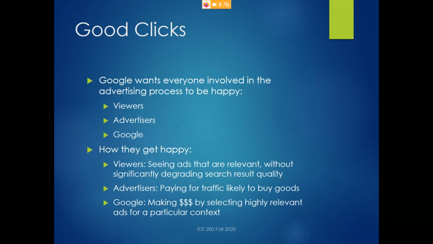Advertisers, on the other hand, right, they want to pay for traffic that's likely to buy stuff. If they're getting junky traffic that's going to their site but not buying anything, they're not going to be happy in the long run. And Google, of course, makes itself more happy if it can show highly relevant ads for a particular context, right? So ads that are appropriate for a set of search terms or ads that match well with the kind of content on a page. If Google can do that well, it's going to do a better job of showing ads that are interesting to customers. Customers are more likely to click on them and buy stuff, and then Google will make more money because it's providing more value to the advertisers.